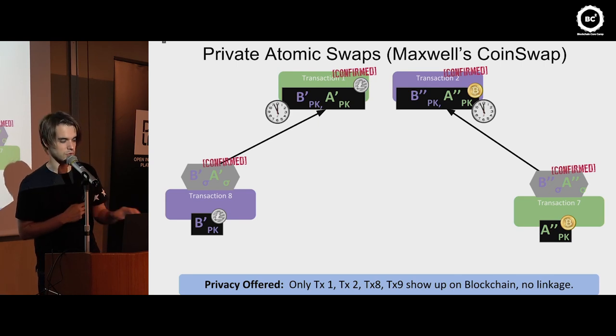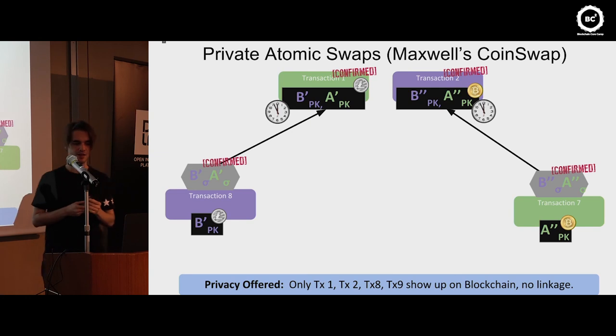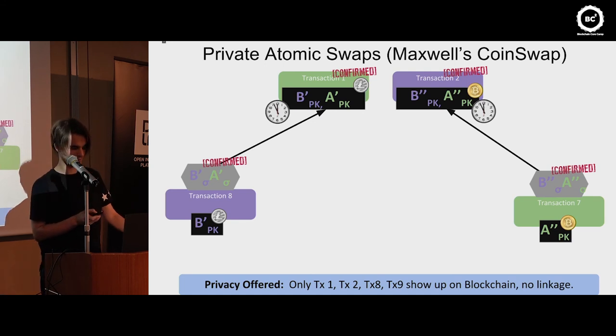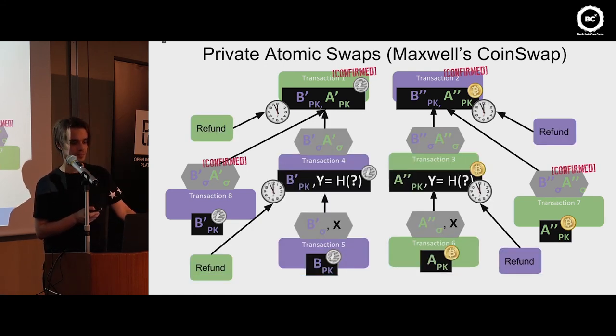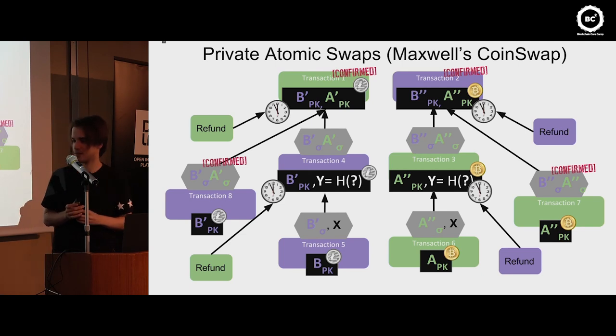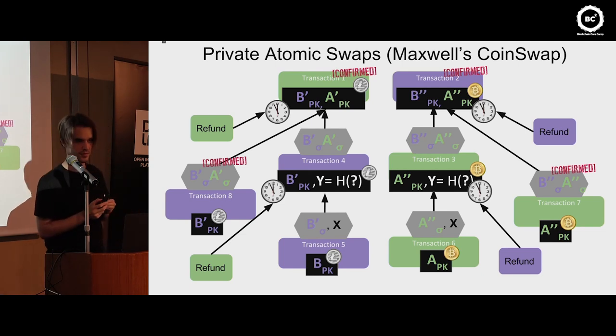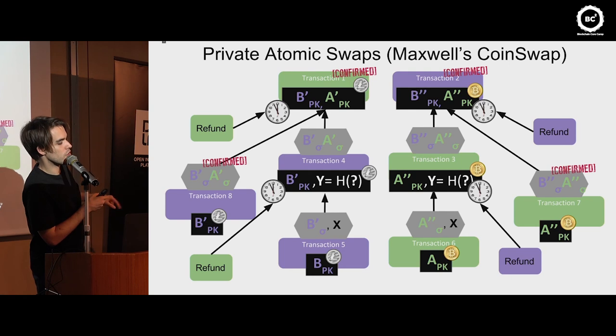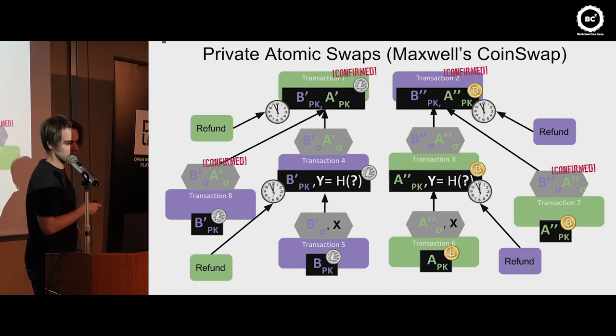Like Ethan was telling you, in Maxwell's coin swap, the lock time is leaking some information. But actually, with SegWit, we don't need this lock time to appear. So, what is needed is all the refund transactions here.